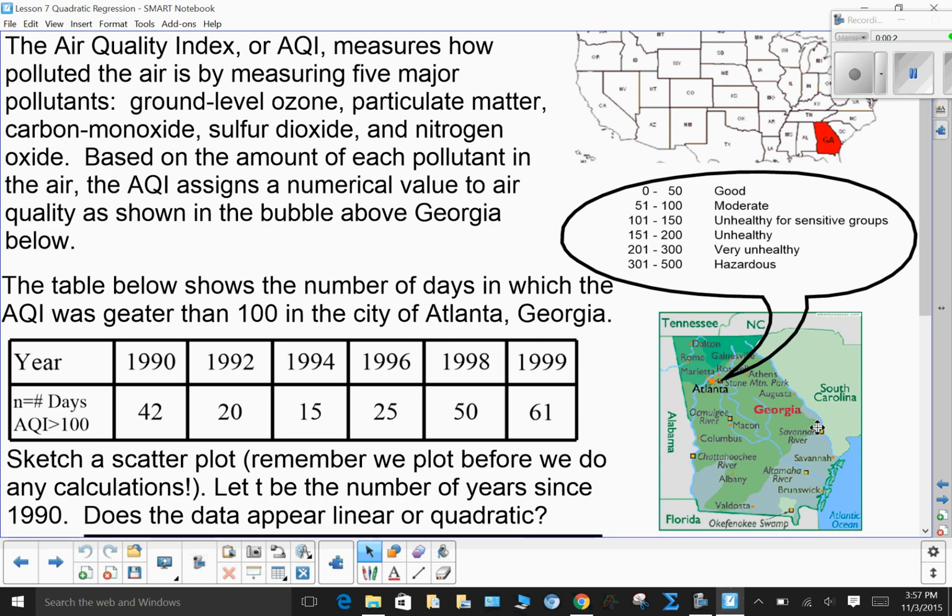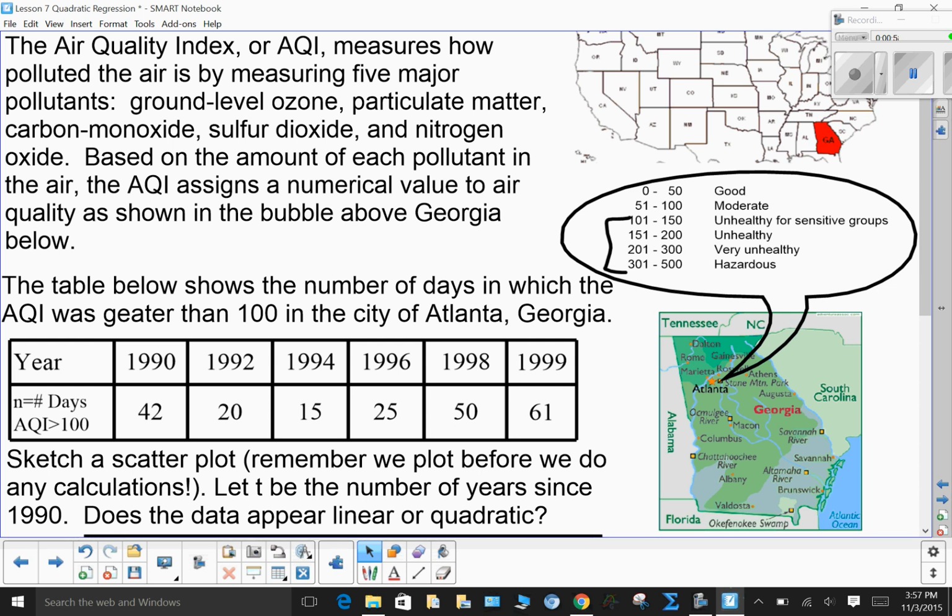Here we've got the state of Georgia, in particular Atlanta. We're going to look at the air quality index, which measures the pollutants in the air, namely 5 specific pollutants: ground level ozone, particulate matter, carbon monoxide, sulfur dioxide, nitrogen oxide. Based on these, there's an AQI, or air quality index. The table here shows the number of days in which the air quality index was greater than 100 in the city of Atlanta. Notice that anything over 100 is considered unhealthy, either unhealthy for sensitive groups, unhealthy for everyone, very unhealthy, or even hazardous.